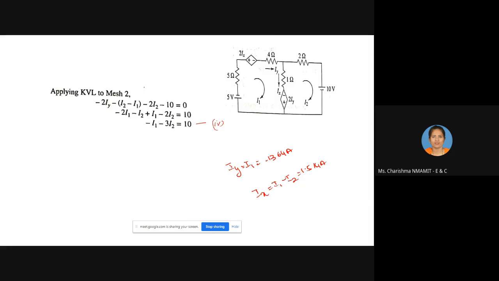The second equation is, you see, plus to minus, minus 2 Iy, minus 1 into I2 minus I1, minus 2 I2, plus to minus, minus 10 equal to 0. For Iy, you substitute it as I1 because Iy is equal to I1.